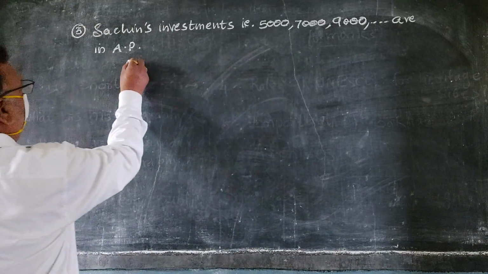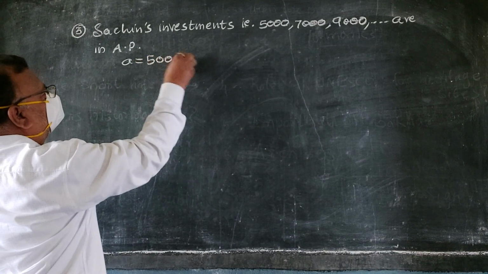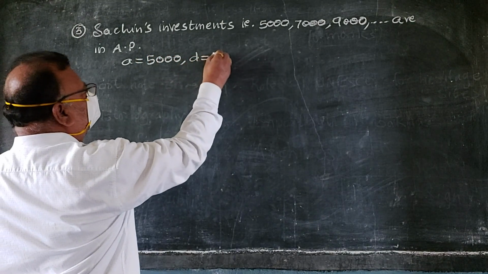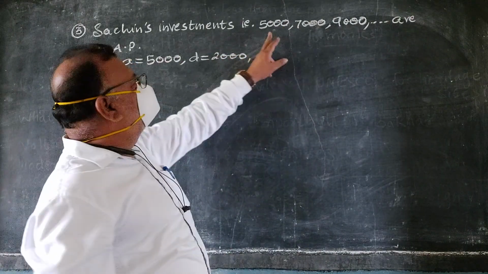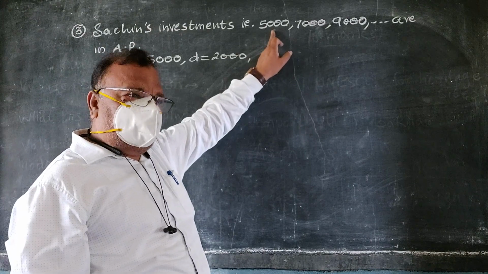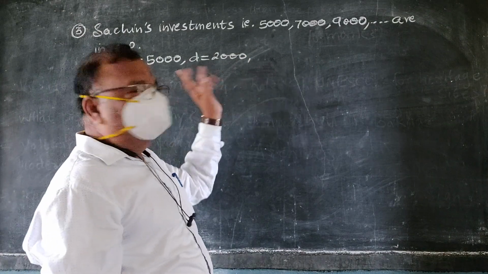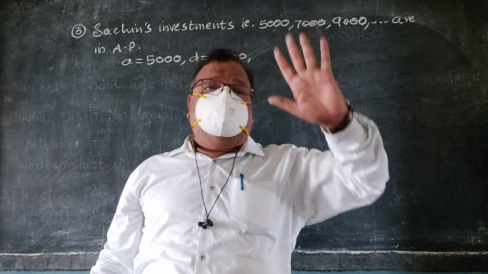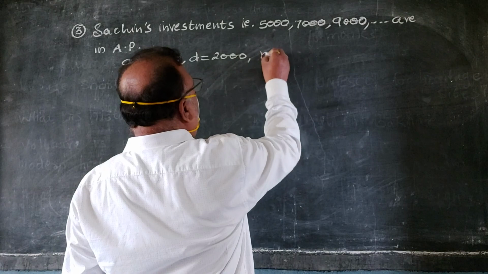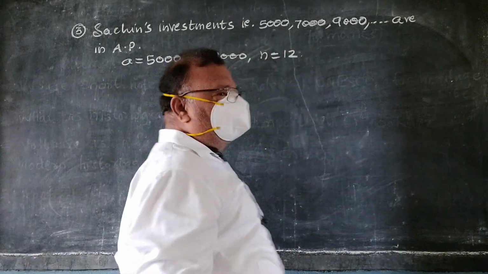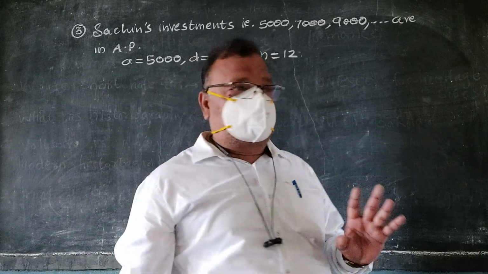Now, which is the first investment? The first investment, a, is equal to 5,000. d is equal to, just now you told me, 2,000. d is the common difference, a is the first term, 5,000. d is equal to 7,000 minus 5,000, that is 2,000. And for how many months did he invest? 12 months. That means the number of terms is equal to 12. So using that, we will find the total savings of Sachin in that particular year.